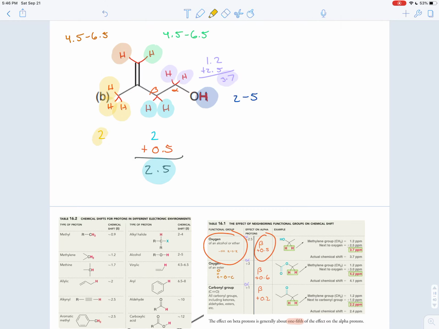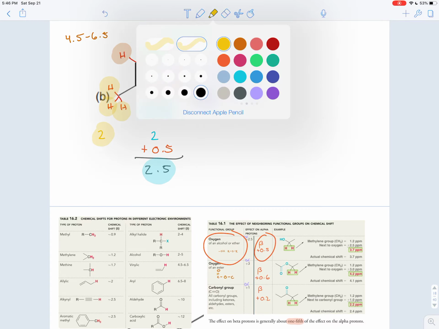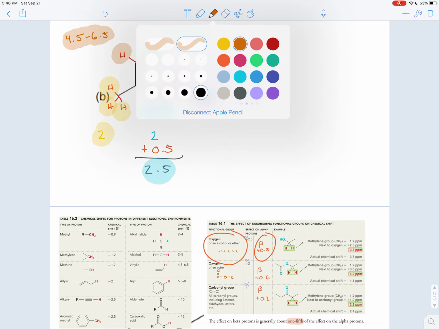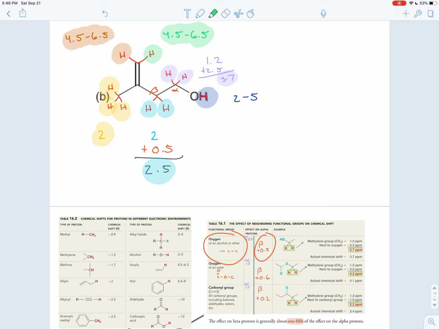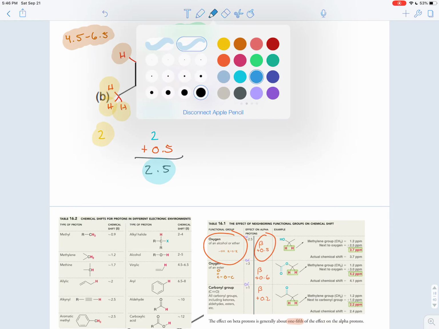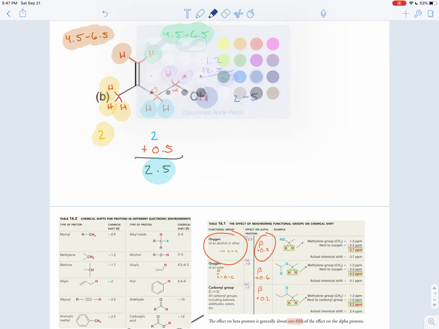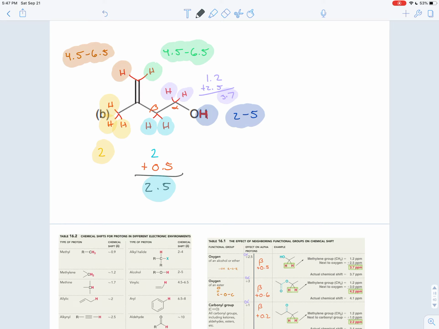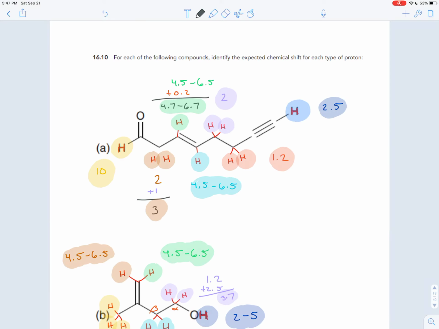So we have these different signals. We now know the number of different signals we have, and we know about where they would appear. And so that helps to act as a sort of barcode for this molecule. Having this many signals at these positions would allow you to determine the structure that gives rise to those signals. And it answers the question, the expected chemical shift for each type of hydrogen.